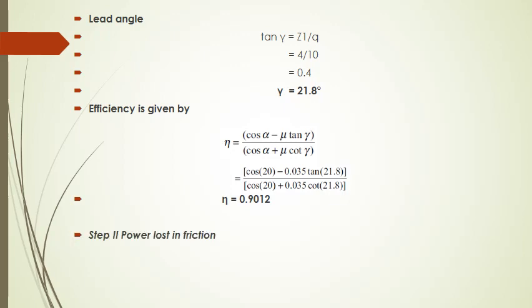Therefore step 2, that is power lost in friction. Power lost in friction is given by, power lost in friction is equal to 1 minus efficiency into kilowatt, which is equal to 1 minus 0.9012 into 1. Therefore which is equal to 0.0988 kilowatt or 98.8 watt.